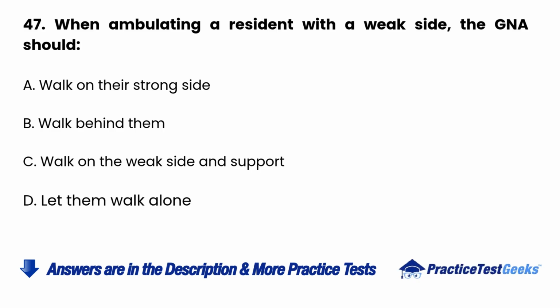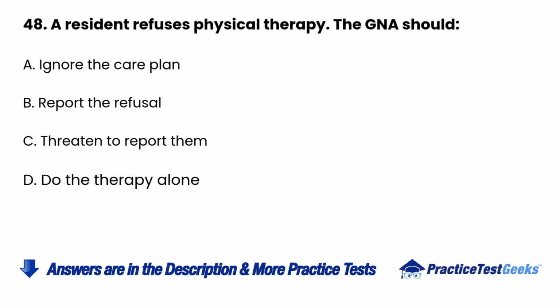47. When ambulating a resident with a weak side, the GNA should A. Walk on their strong side. B. Walk behind them. C. Walk on the weak side and support. D. Let them walk alone. 48. A resident refuses physical therapy. The GNA should A. Ignore the care plan. B. Report the refusal. C. Threaten to report them. D. Do the therapy alone.